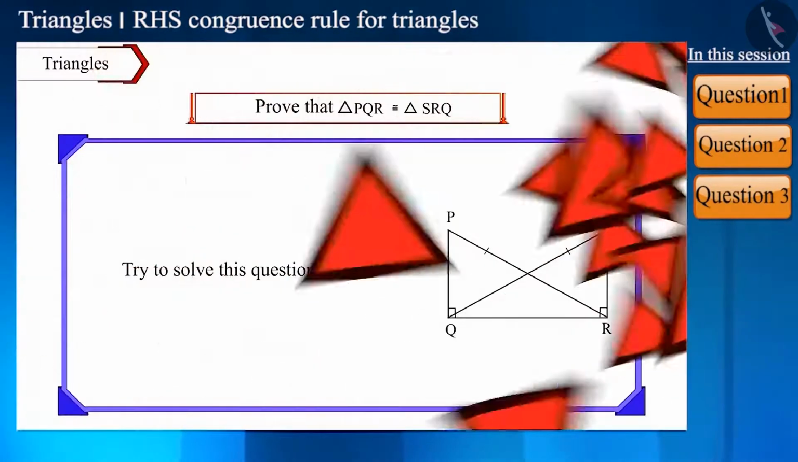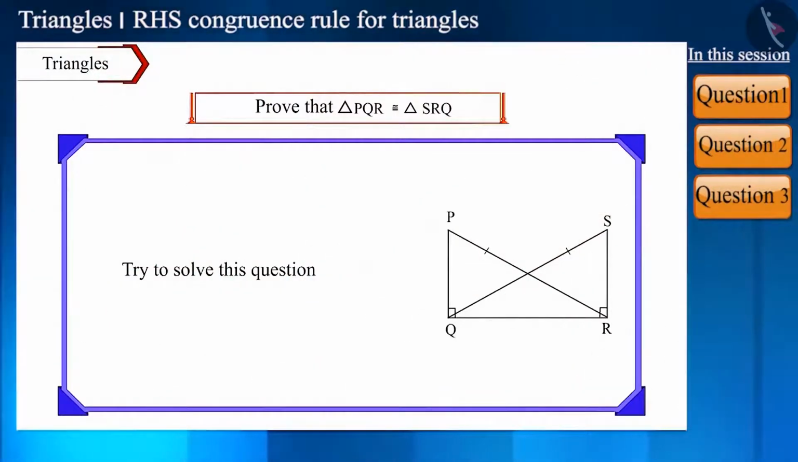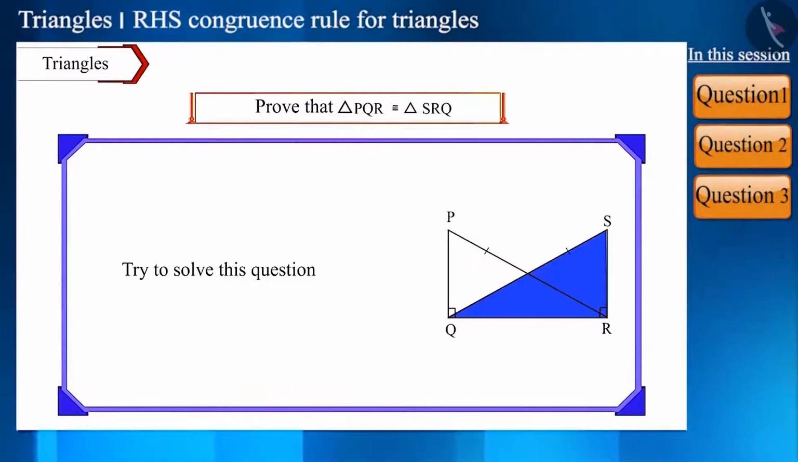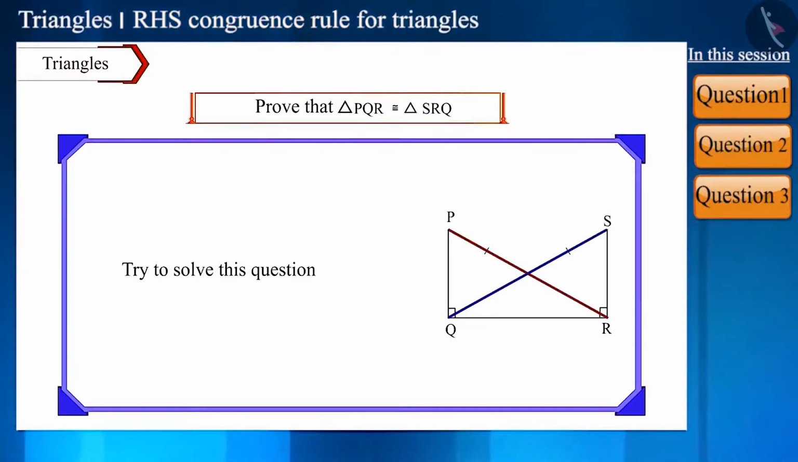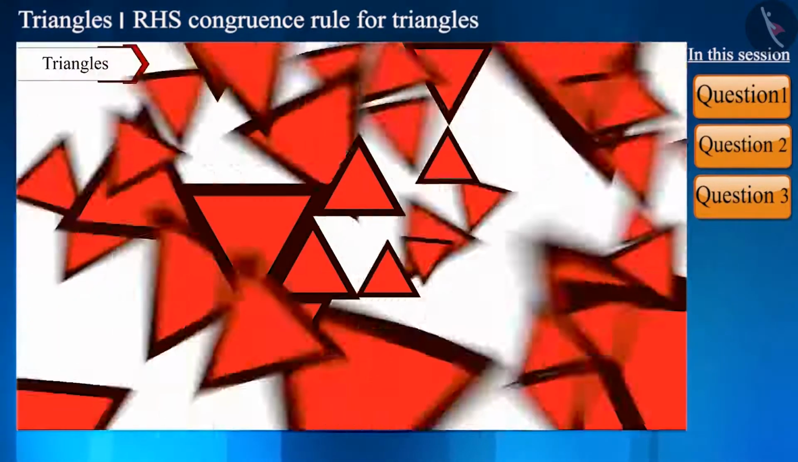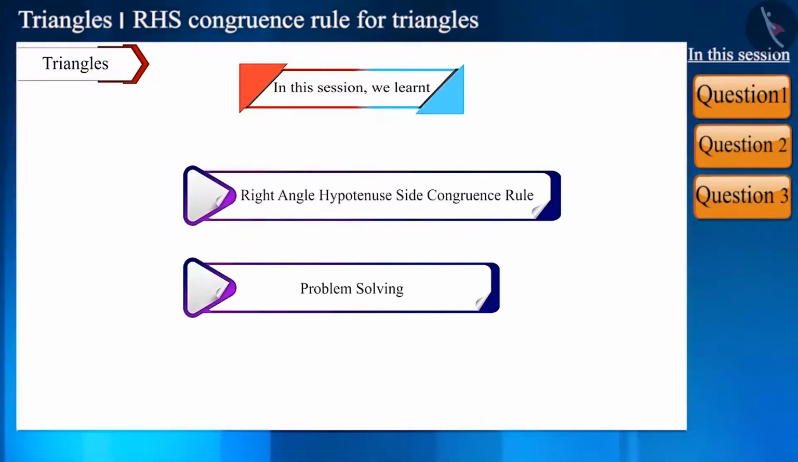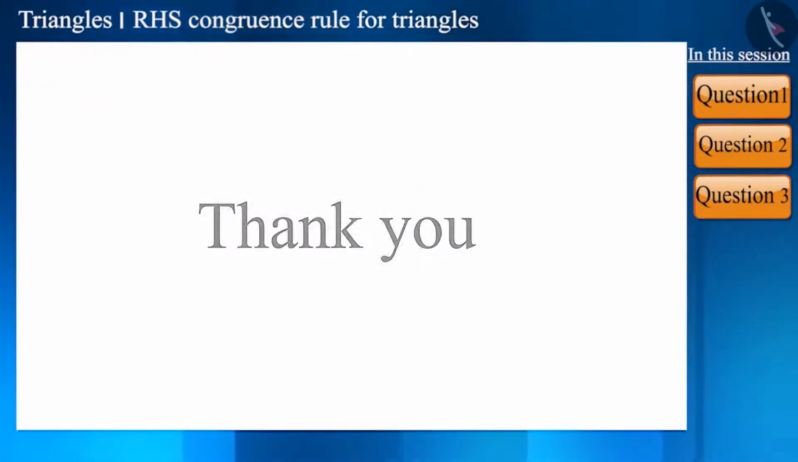Now try to solve this question. With the help of the figure, prove the triangle PQR is congruent to triangle SRQ when PR is equal to SQ. So friends, in this session we solved a few questions based on the right angle hypotenuse side congruence rule. Now let's meet in the next video. Thank you.